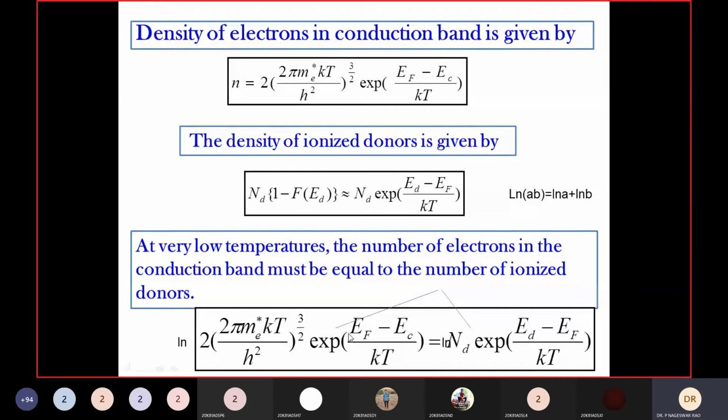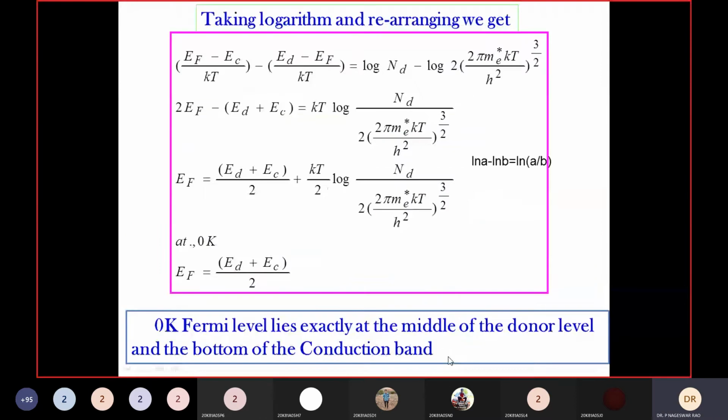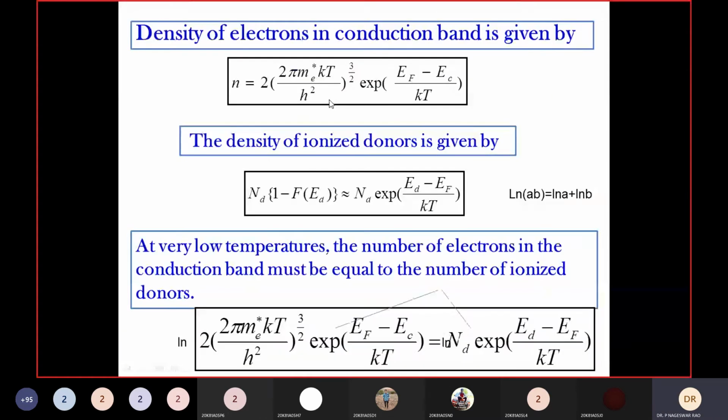We can write log a plus log b. Simplifying, we are applying the logarithm on both sides. If you apply the logarithm here, we can write ln of this term and ln of this term.